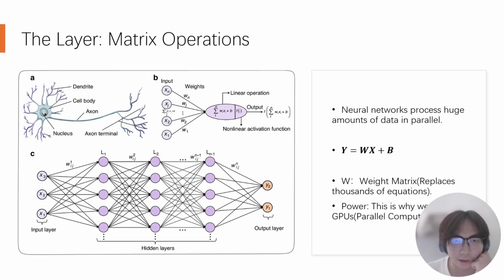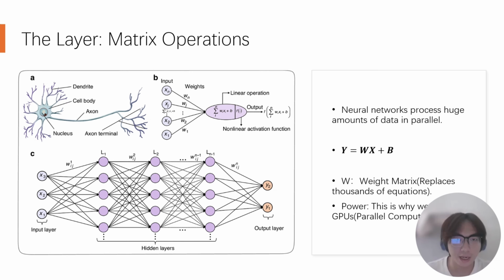However, a single neuron can't do much. Modern deep learning uses thousands, sometimes billions of neurons arranged in layers. If we tried to calculate these weighted sums one by one using a for loop, it would be incredibly slow. This is where linear systems save the day. Instead of solving thousands of individual equations, we group them into a single matrix equation. As you can see here, y equals Wx plus b. Here, W is a massive weight matrix that replaces all those individual coefficients.